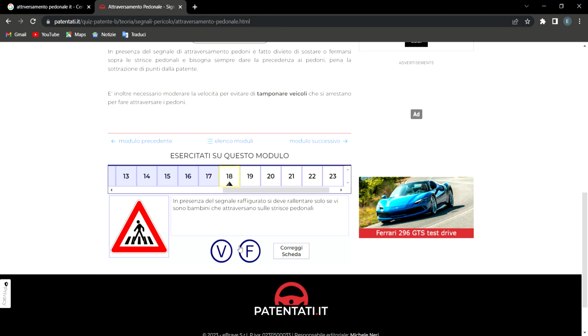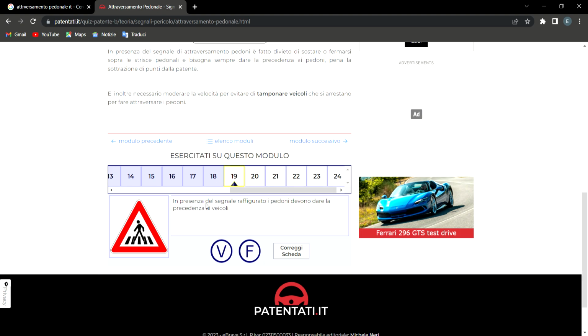So number 18 says: in presenza di segnale raffigurato si deve rallentare solo se vi sono bambini che attraversano sulla striscia pedonale. So, it's saying that you can only reduce your velocity or slow down in a situation whereby it's only children that are crossing on the road. Whether children or adult, you always need to reduce your speed. So this very one is falso.